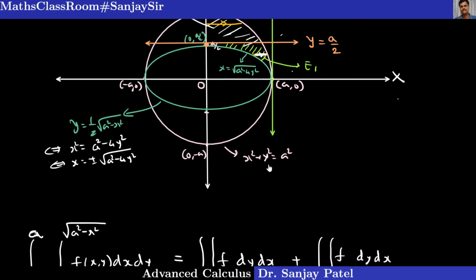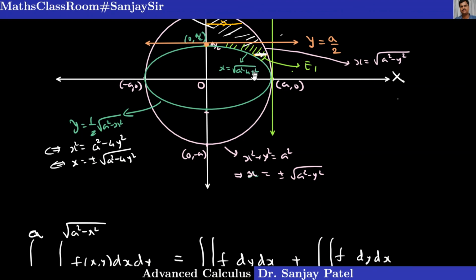And this circle, which is x square plus y square is equal to a square, gives us x is equal to plus or minus square root of a square minus y square. But we will again consider the equation of this curve as x is equal to plus square root of a square minus y square. So for the first region, we have decided that it is bounded by these curves.